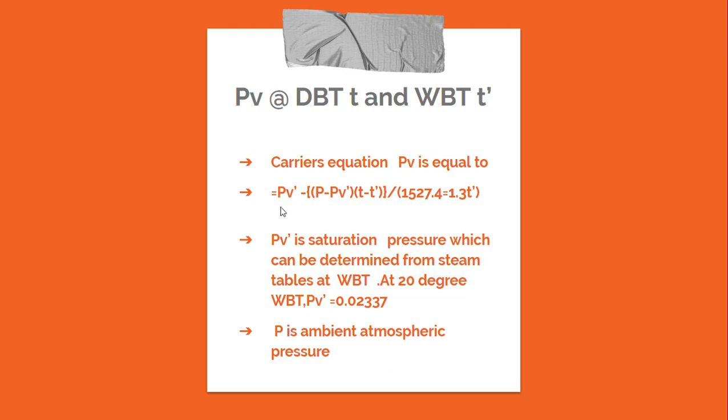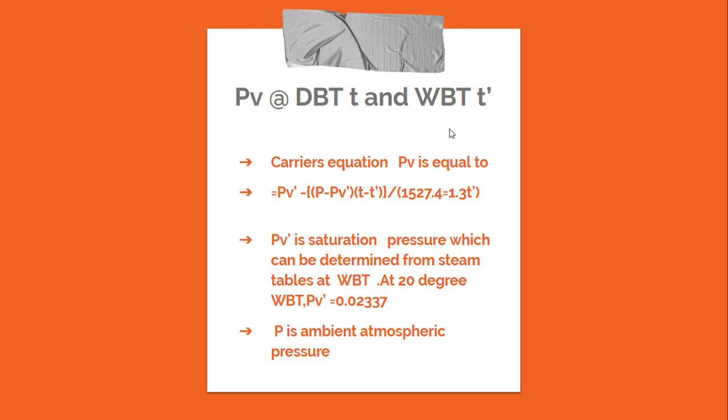Now suppose you know T and you know T dash. Look at this equation. You can substitute T and T dash in this equation, you can substitute P in this equation, and you need to find PV dash. So what is this PV dash? PV dash can be obtained from the steam tables. You know that in the steam tables there are two columns. One is the pressure column and next to it is the temperature column. If you see the temperature column corresponding to the pressure, that temperature is called the saturation temperature. If you see the pressure column corresponding to the temperature, that pressure is called the saturation pressure.